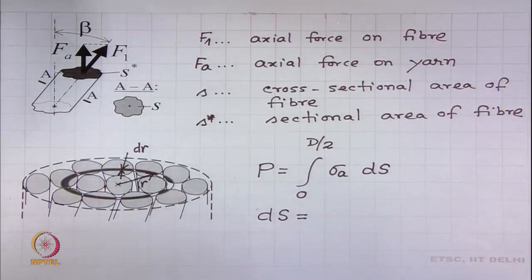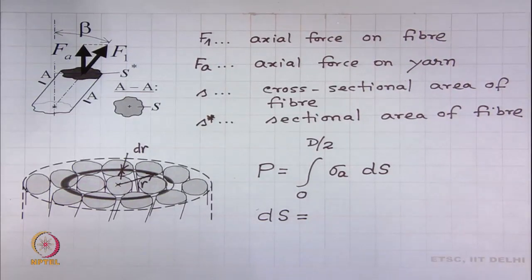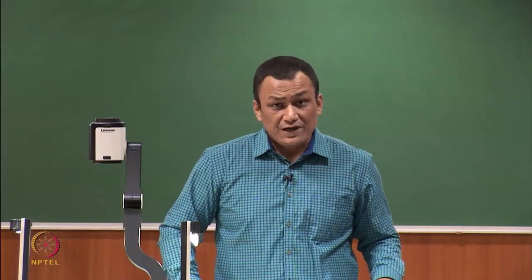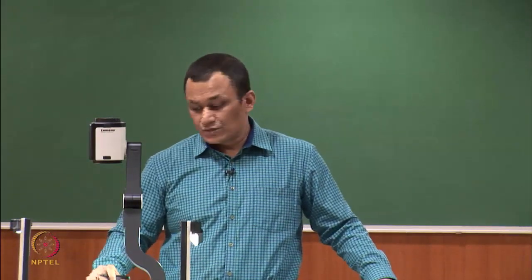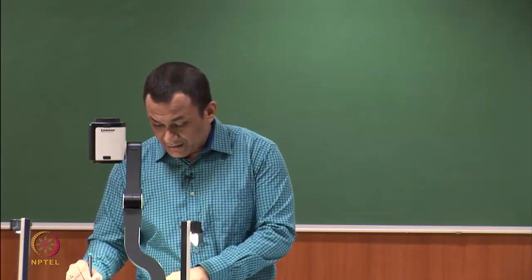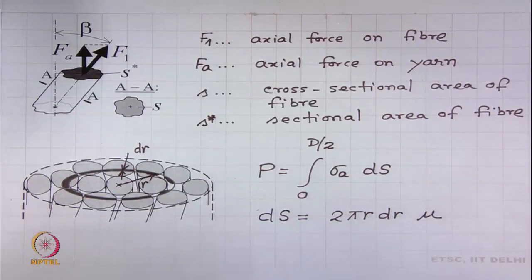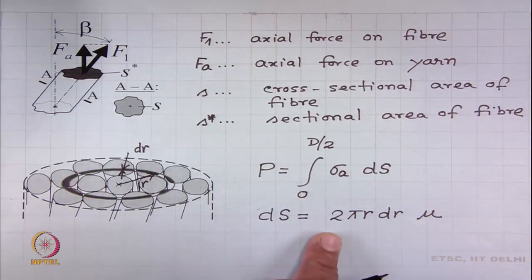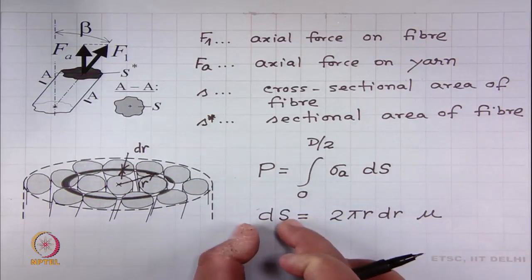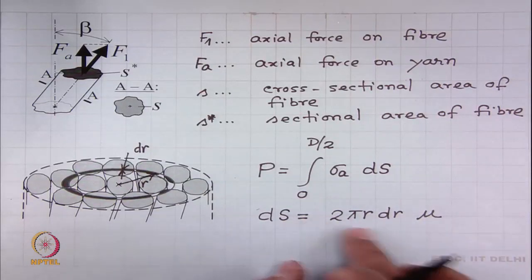So, we know mu is equal to fiber area divided by yarn area. So, fiber area is equal to yarn area into mu. What is the yarn area here? 2 pi r dr into mu. This comes from the definition of packing density. Packing density is defined by fiber area dS divided by yarn area 2 pi r dr. So, dS becomes equal to 2 pi r dr into mu.